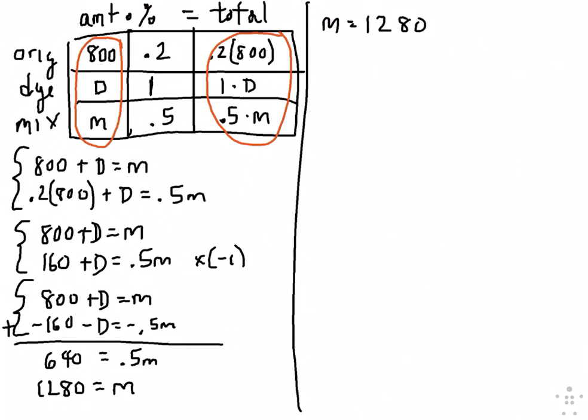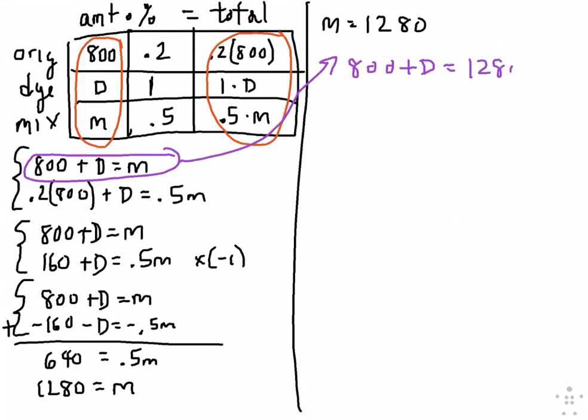Now we have to substitute into one of the equations. So I'm going to use this equation. It looks pretty nice. I'm going to come up here. We have 800 plus D equals M, which is 1280. I'll subtract 800, so we get D equals 480. And this question said how much dye must be added, so we would say 480 grams of dye.